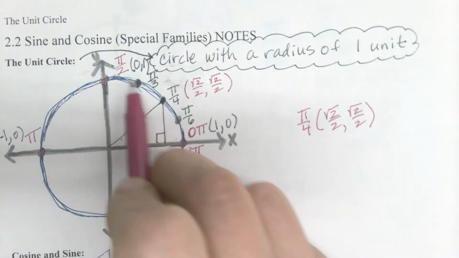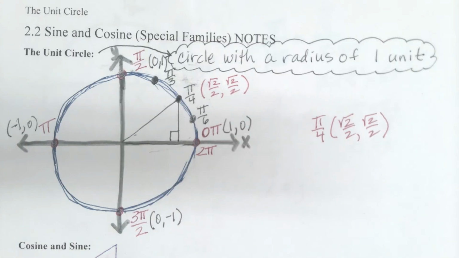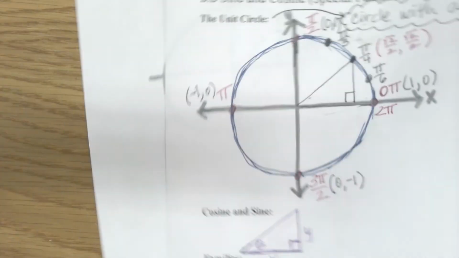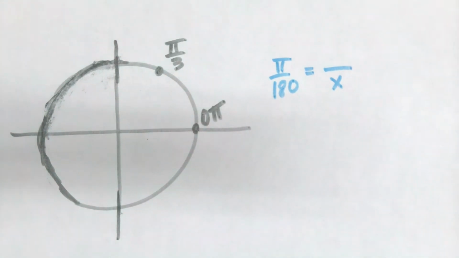Now I want to go back and do the same thing for the pi over 3 and the pi over 6. I'll start with the pi over 3. So again, I'm going to remove my notes and bring a new piece of paper out here. I'm going to do the same thing I did with that one.